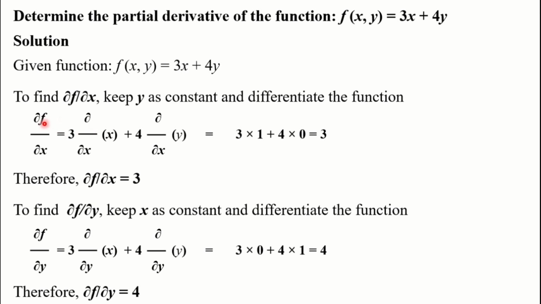The partial differentiation of the function with respect to x is equal to 3x. Here 3, why do we bring it outside? Because 3 is a constant. 3 times the partial derivative of x with respect to x plus 4y, where 4 is a constant.